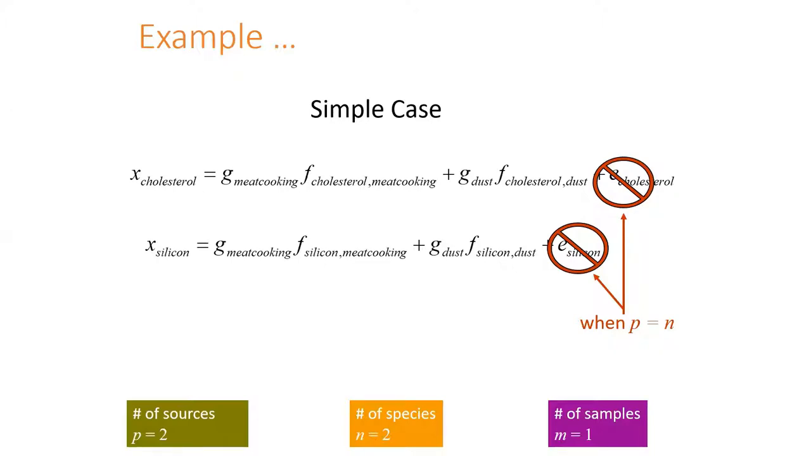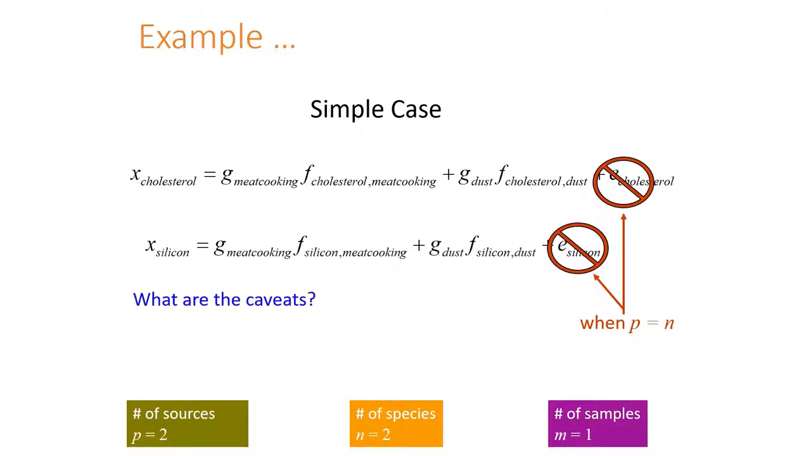And again, you would then be measuring the cholesterol and silicon in the air. Somebody would help you understand the cholesterol and silicon in meat cooking and in dust emissions. So that's those F items. And then you'd be solving for G. When you just have two equations and two unknowns, if you remember back to math class, you can solve this pretty simply, and you can calculate these things. Of course, this is the simplest example, and life's not quite that simple.